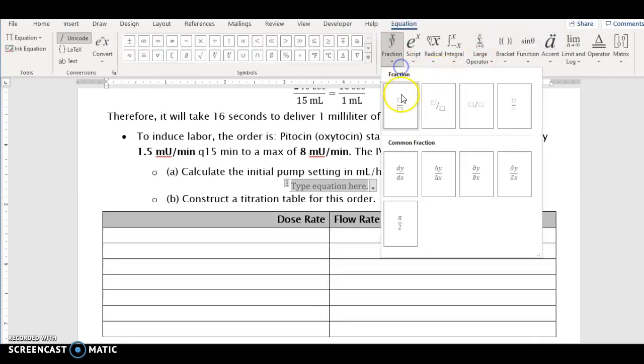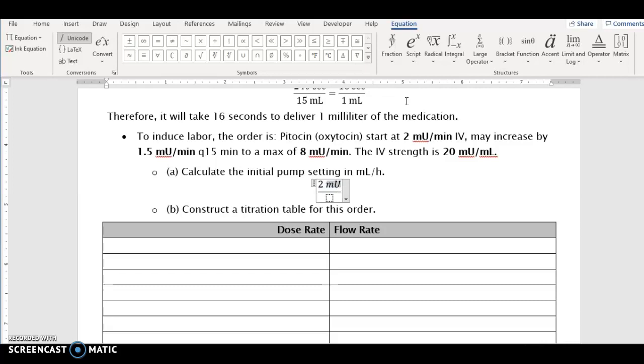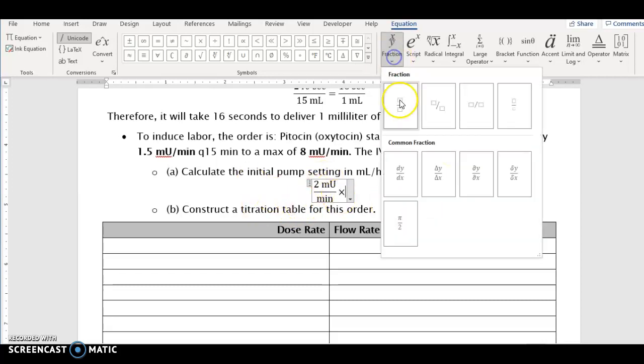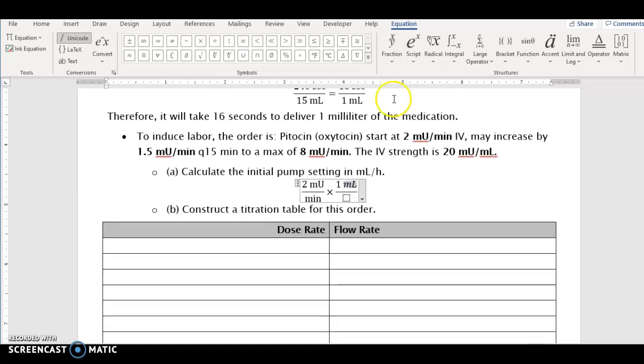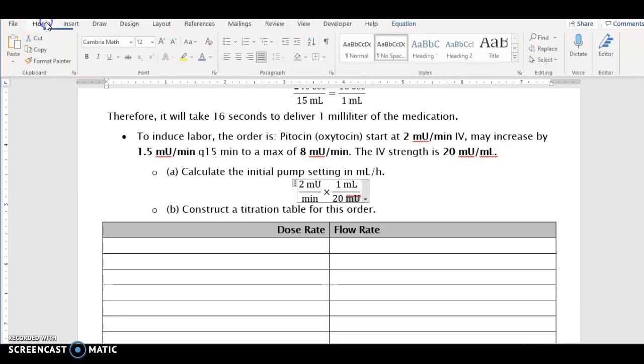So 2 milliunits per minute. We need to convert that into a setting on the pump in milliliters per hour. We're going to be using the strength here, so we're going to flip that over. We're going to start by multiplying the initial dose of 2 milliunits per minute by 1 milliliter over 20 milliunits. The milliunits cancel, and what we have is the flow rate of the IV in milliliters per minute.